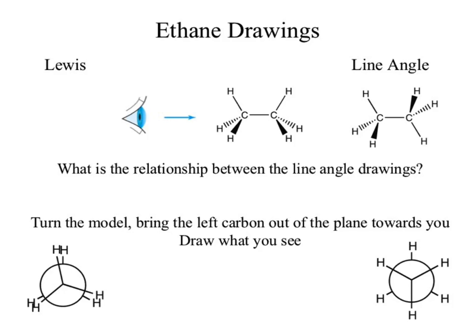What you should end up drawing would be something along these lines. Notice the bottom one, or bottom left. Didn't the bonds overlap each other? So you wouldn't be able to see the atom behind, right?